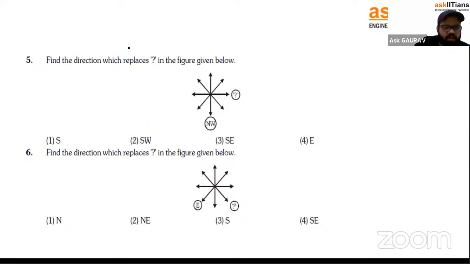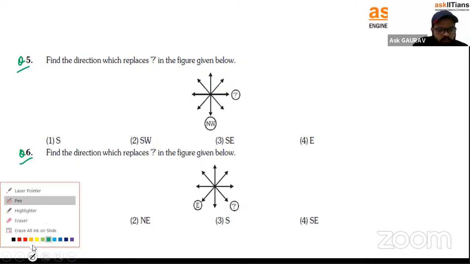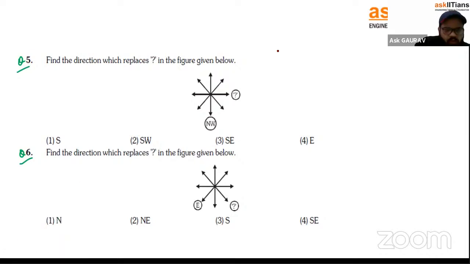Do the question of 5 then. Find the direction which replaces the question mark. This is northwest.